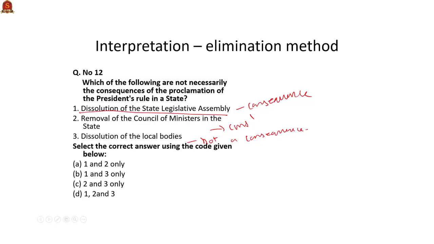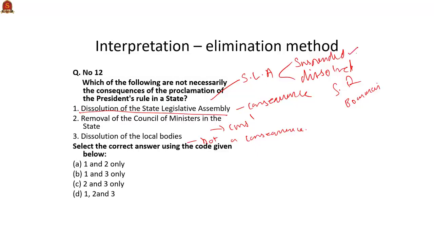Here students will face one problem of interpretation, because in the SR Bommai case, the court has clarified that when presidential rule is declared in a state, there are two options with the state legislative assembly. Either it can be suspended or dissolved. But remember, the Bommai case has said first you have to suspend.